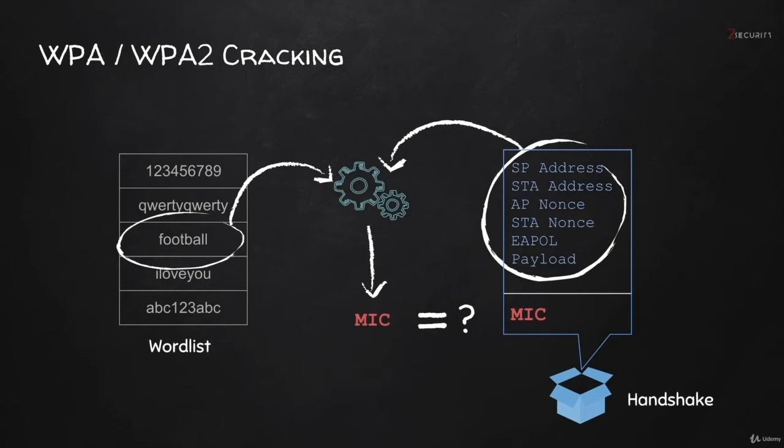If any of them generates the right MIC, then this is the password for the network. Otherwise, we won't be able to get the password. That's why the success of this attack really depends on your word list. So, let's see how to do this in practice.